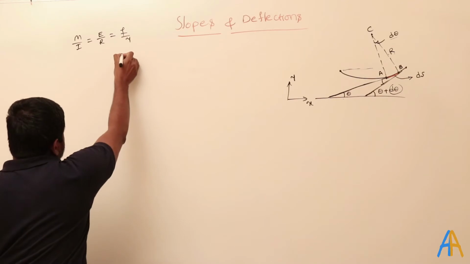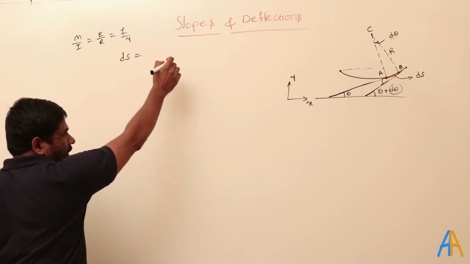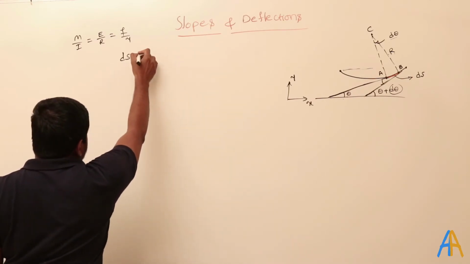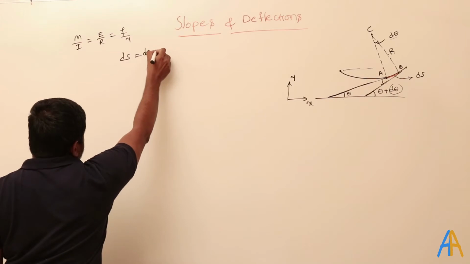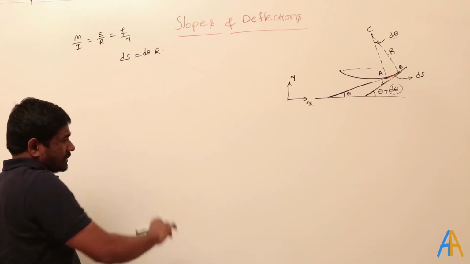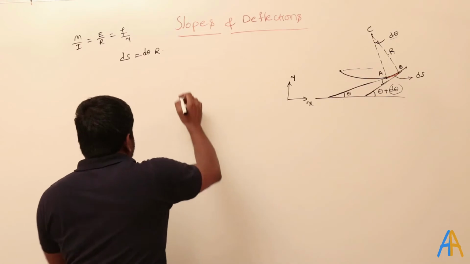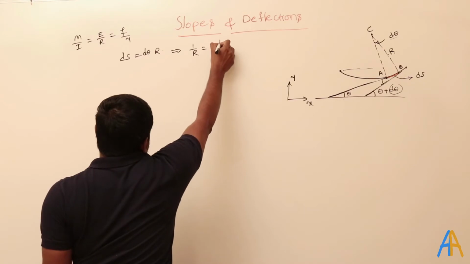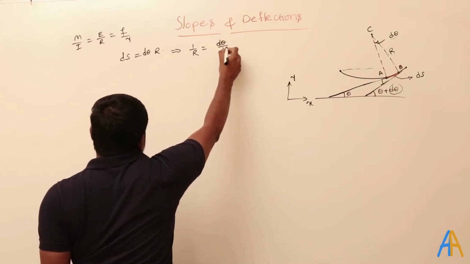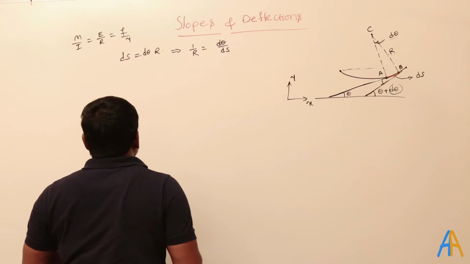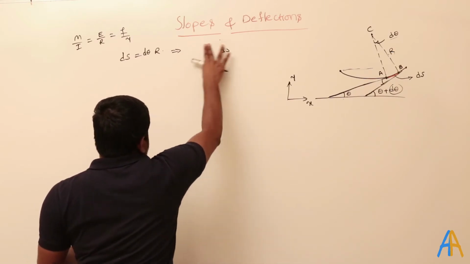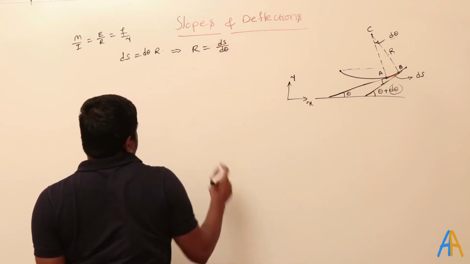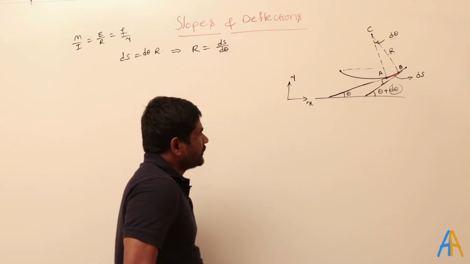What is R? In a sector, the length of the sector, ds, is equal to the angle subtended by the sector into the radius. So ds equals d theta into r, or 1 by r equal to d theta by ds, otherwise r equal to ds by d theta. I can keep that also: R equal to ds divided by d theta. And one more thing I can write from this relation.